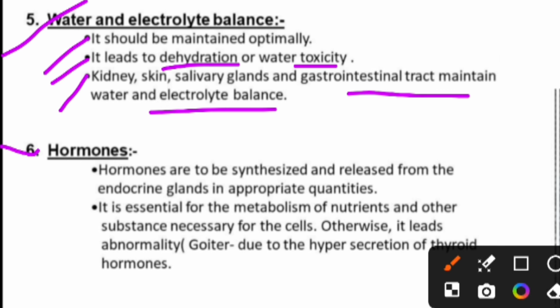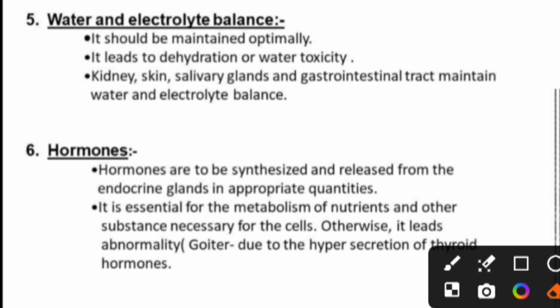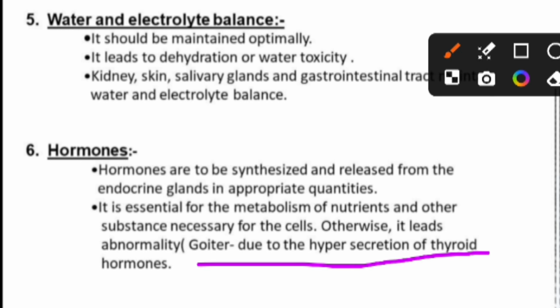Then hormones. Hormones are to be synthesized and released from the endocrine glands in appropriate quantities. So each of the hormones is secreted in appropriate quantities. If it is increased or decreased, different types of abnormality occur. So it is essential for the metabolism of nutrients and other substances necessary for the cell. Otherwise, it leads to abnormalities. For example, goiter. We all know that goiter is a disease that occurs due to the hypersecretion of the thyroid hormone. So the appropriate quantity of hormone secretion is extremely important for performing all the activities of the cell.